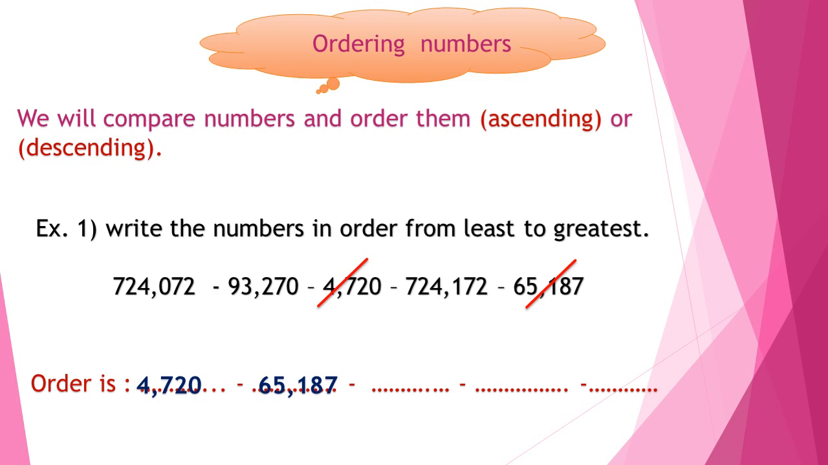Here we have two numbers, 6 digits, and 5 digits. Then which is the smallest? Yes, 5 digits. So we write 93,270 and cancel it.